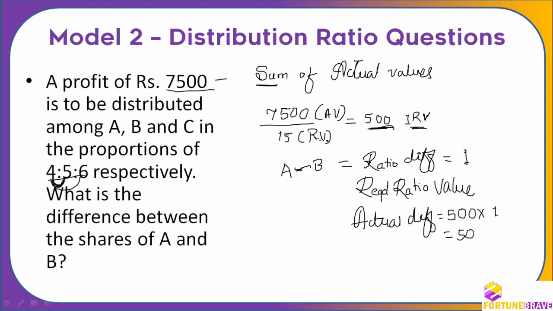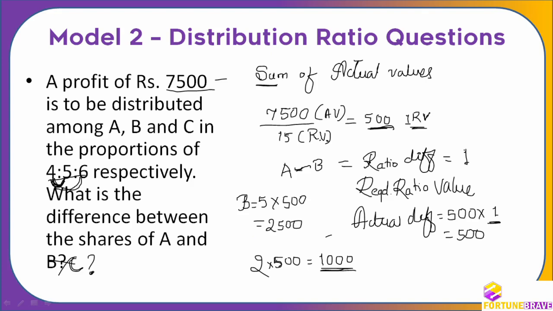Since this is 1, you may not get any clue. If they had asked A and C, the difference between A and C is 2. So I'll take ratio difference 2 into 1 RV, that is 500. So the difference between A and C is 1000. If they had asked the profit share of B, what would I have done? B's required ratio value is 5 into 500. Are you getting what I am saying?